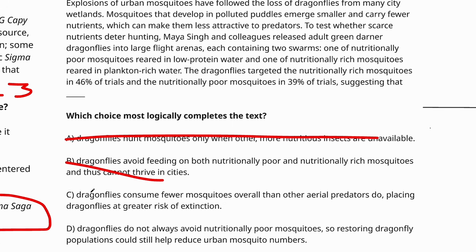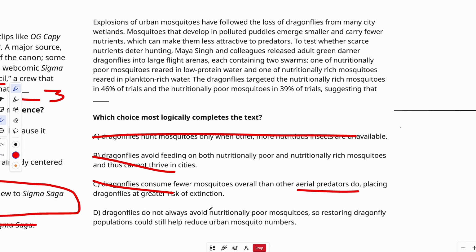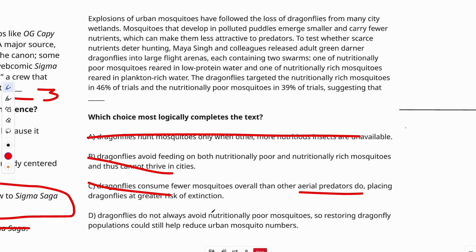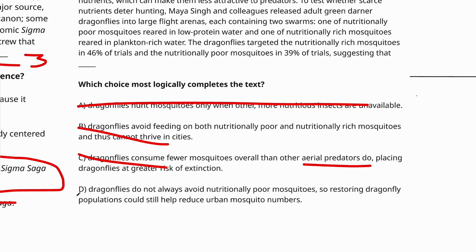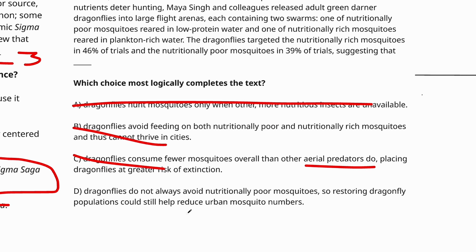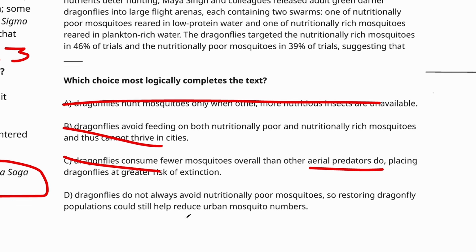Okay, already we know this is not going to be it because it doesn't even talk about any other aerial predators. Dragonflies do not always avoid nutritionally poor mosquitoes, so restoring dragonfly populations could still help reduce urban mosquito numbers. Yes, that makes sense, that's what's supported, and this would logically make sense because if you have more dragonflies, they're going to eat more mosquitoes, and so therefore there's going to be less mosquitoes.